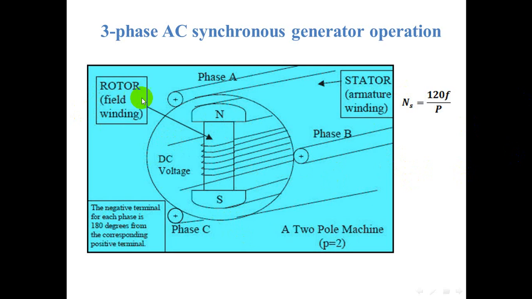The rotor consists of field winding, and the stator has armature winding. The negative terminal, as shown, for each phase is 180 degrees from the corresponding positive terminal.